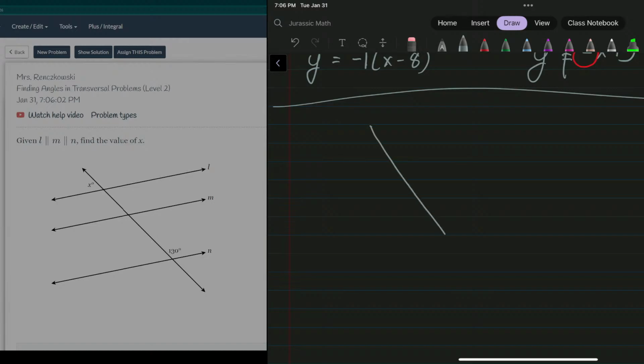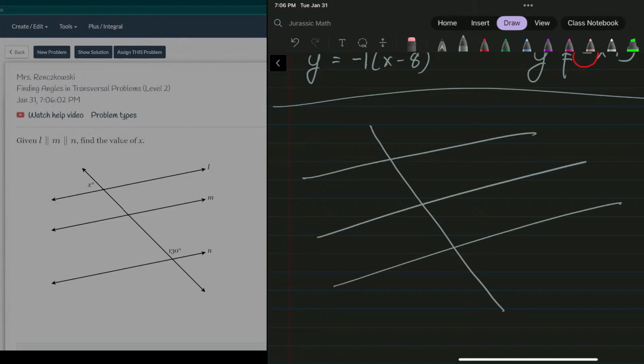All right. So now, transversal problems. Once again, like always, draw a picture. We have 130 degrees here, and we have x. Now, because all these lines are parallel, that means this angle and this angle are the same as this angle and this angle, because those would be either corresponding, vertical, alternate interior or alternate exterior, which also goes with these. And that only works because they're parallel lines.